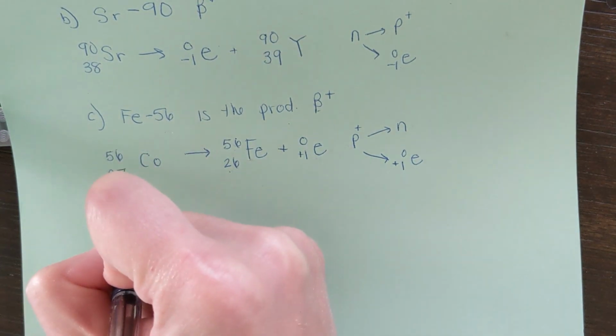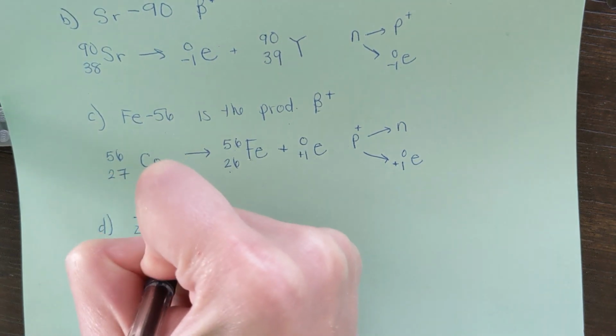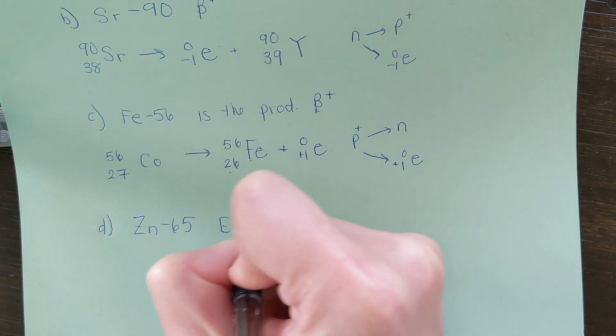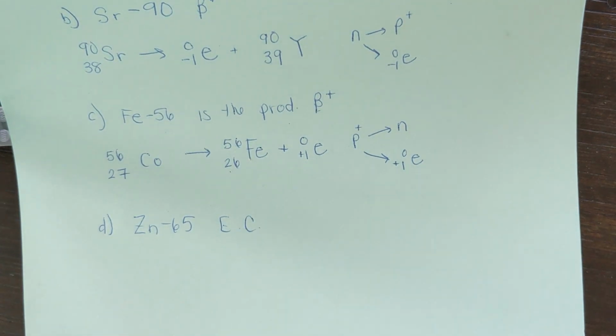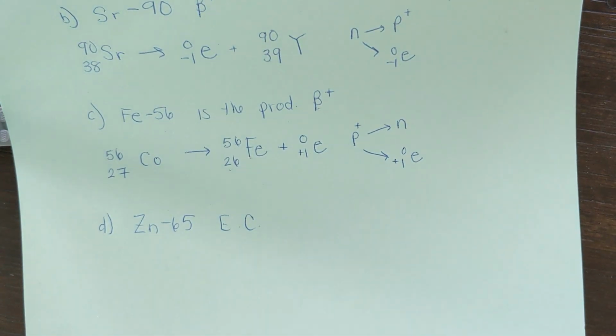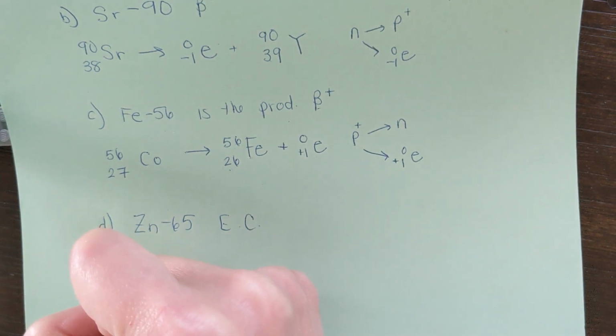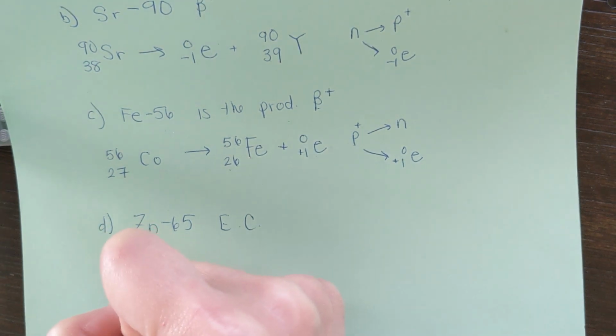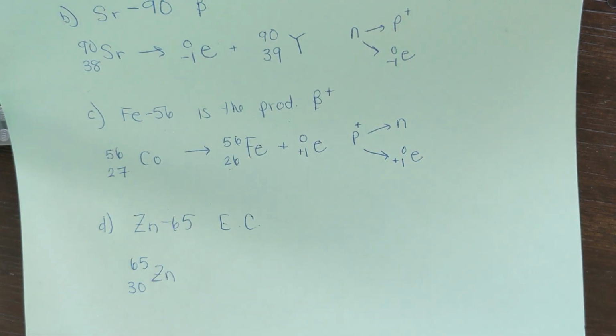Okay, so the last one, part D. Part D says zinc-65 decays through electron capture. So in this one, we have a proton in the nucleus of the atom that grabs an electron from the electron cloud of that particular atom, and we take an electron and a proton and essentially turn it into a neutron. So we have 65 zinc with atomic number of 30. If it is grabbing an electron, it's reacting with an electron, so we put that on the reactant side.